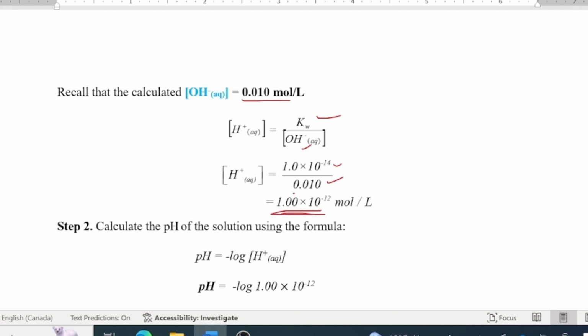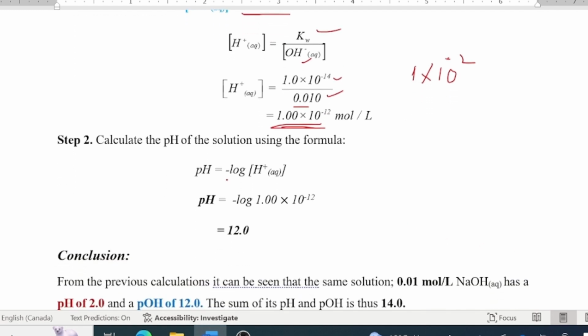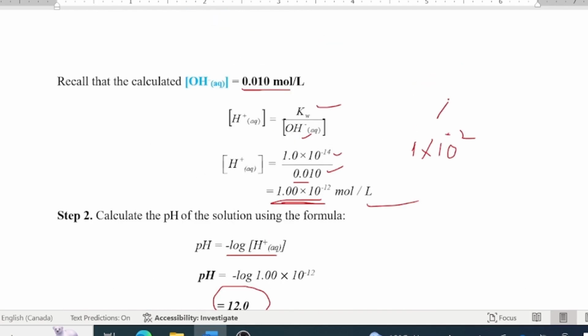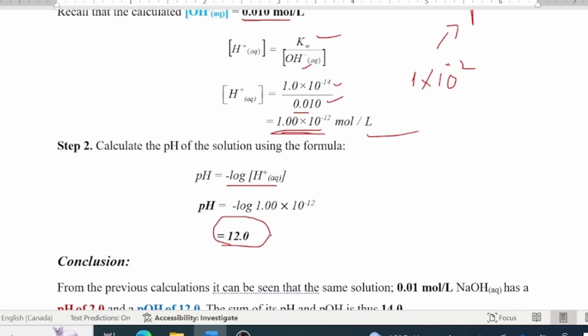OH is this. This is equal to 1 times 10 to the negative 2. And this one is 1 times 10 to the negative 12. We're going to find the pH now. pH is equal to the negative log of this. And that is equal to 12. So hold on. In the first problem, that was OH. And when you find the negative log, the pOH was 2. Does it ring a bell?